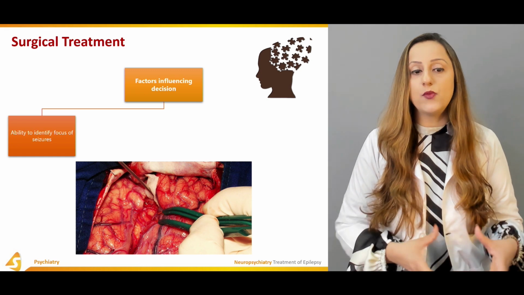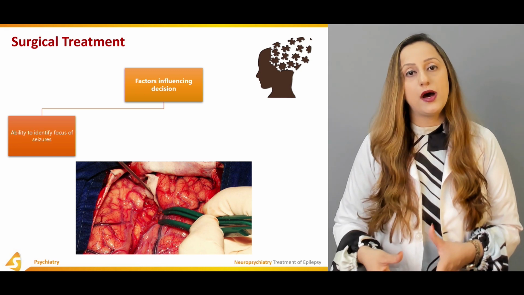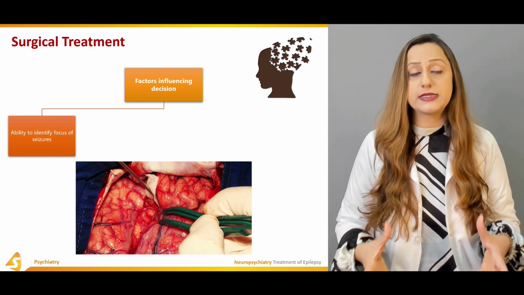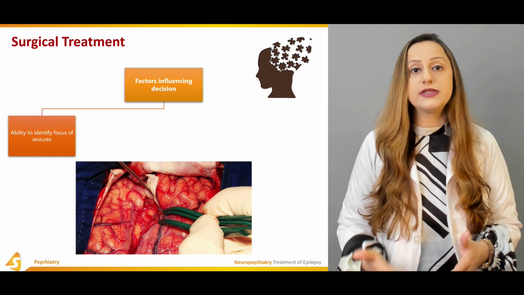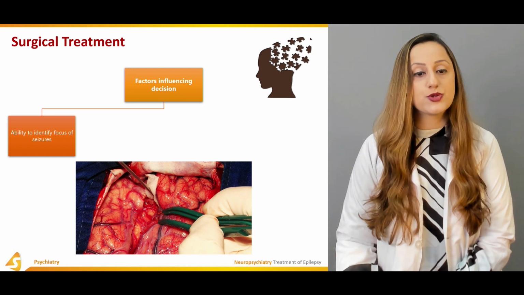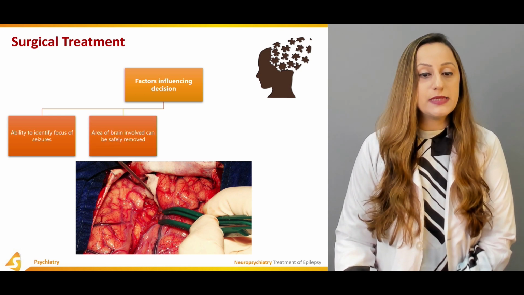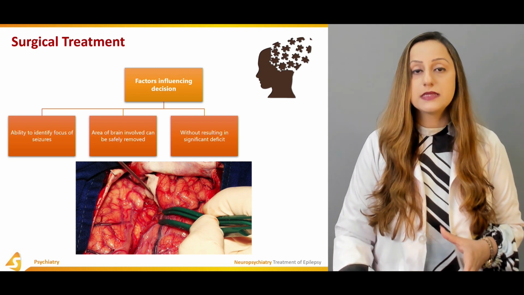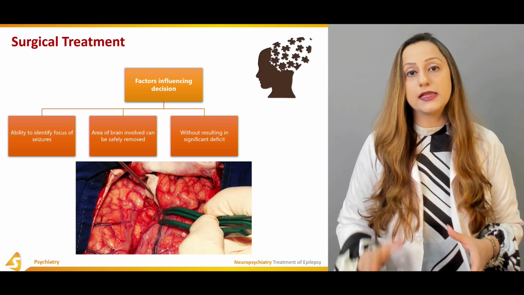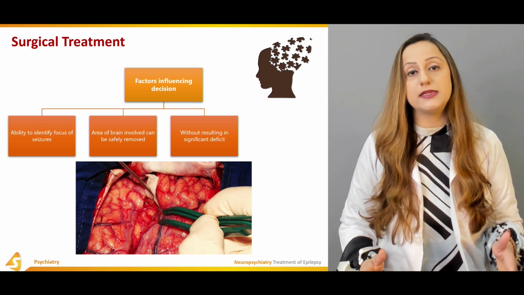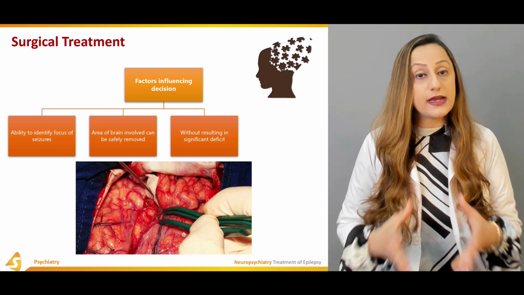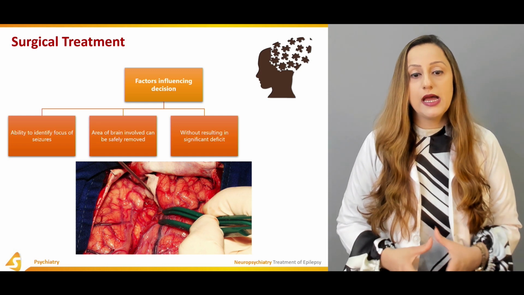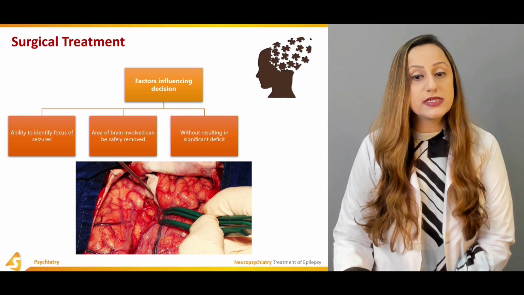So if you have more benefits from the surgery, then you can indicate surgery in these individuals. Obviously, there are tumor boards that decide whether surgery is indicated in these individuals or not. The area of the brain involved can be safely removed in a lot of individuals without resulting in a significant deficit. So the risks have to be calculated on the other hand. When you're performing any intervention which requires opening up the brain, it is again very important, because you can damage a lot of structures that can result in a significant deficit in that individual.